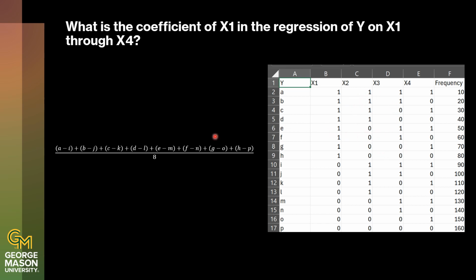So here we are going to use a mean arithmetic equation to get this coefficient, and we do that by starting with individual subtractions of a minus i, b minus j, c minus k, and then d minus l, and then e minus m, f minus n, g minus o, and then h minus p, all summed up, and find the mean over 8.